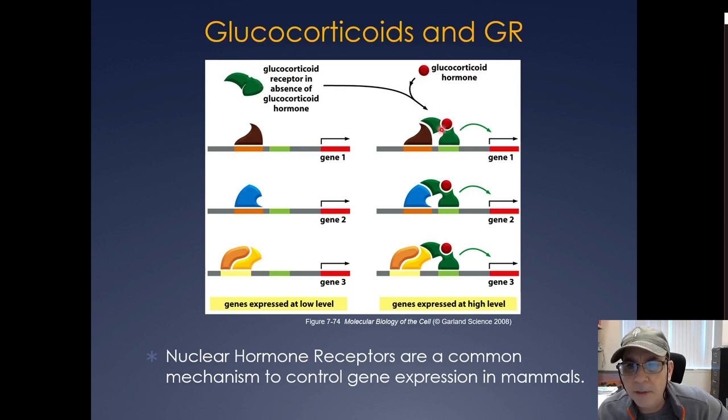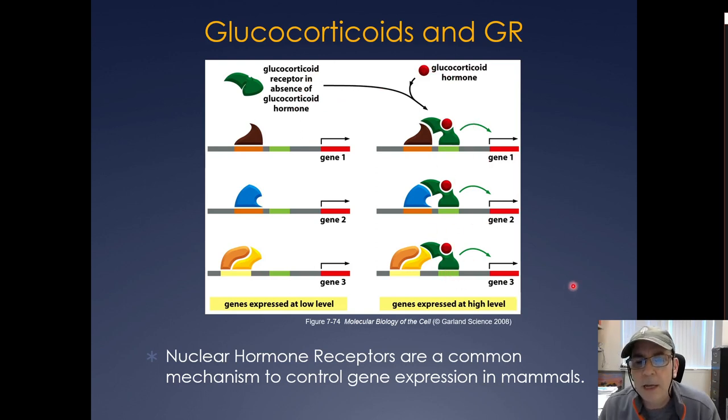to become activated. Okay, and when it's activated, it'll typically associate with other co-activators and other transcription factors to help drive gene expression. So when there's no glucocorticoid hormone around, you'll have low levels of expression, and then when the glucocorticoid hormone is present, it binds to the glucocorticoid receptor to drive high levels of expression.